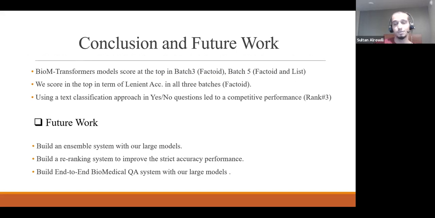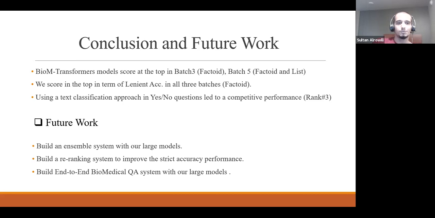So in conclusion, we could see that the large-scale model, represented by our model, scored at the top in batch 3 factoid, batch 5 factoid, and list. We scored in terms of lenient accuracy on all of the batches, even the ones where we did not take the lead in terms of MRR. Adapting the text classification approach, as we showed, led us to the 3rd rank, which is a competitive performance.